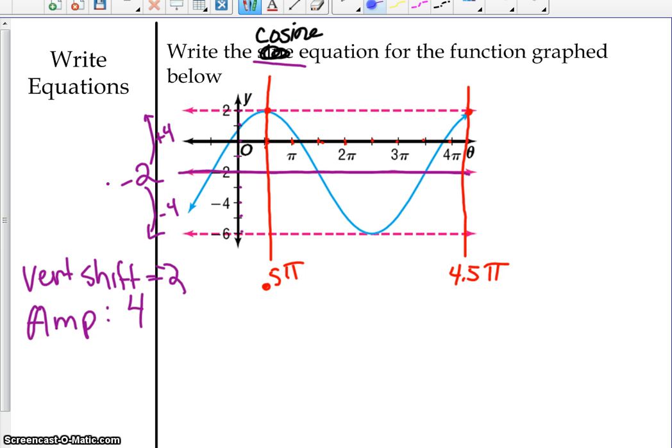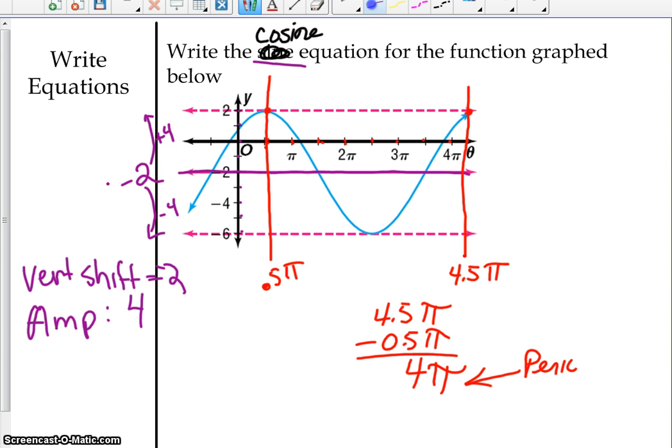The distance between the two curves, so like the time it takes or the distance it takes to get a complete curve, would be 4.5 pi minus 0.5 pi. It took me 4 pi to get a complete cycle in there. That is my period. Okay, my period would be 4 pi. So my period here is 4 pi.